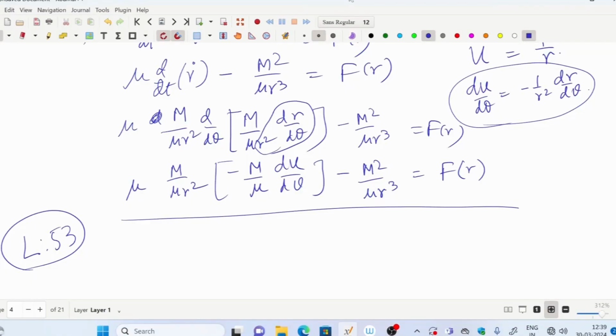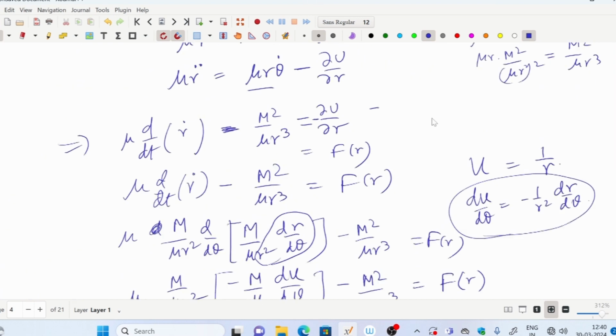Okay, so this is lecture 53 and I'll continue the derivation I was doing in lecture 52. So let me tell you that what we are doing is the orbit equation. And for that, let me point out some important steps which we derived in the last lecture.